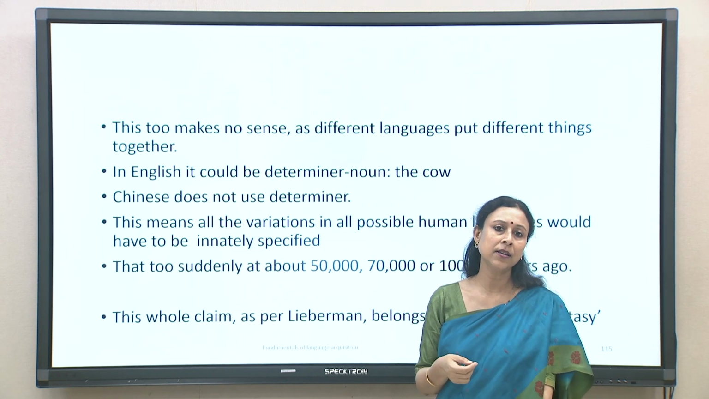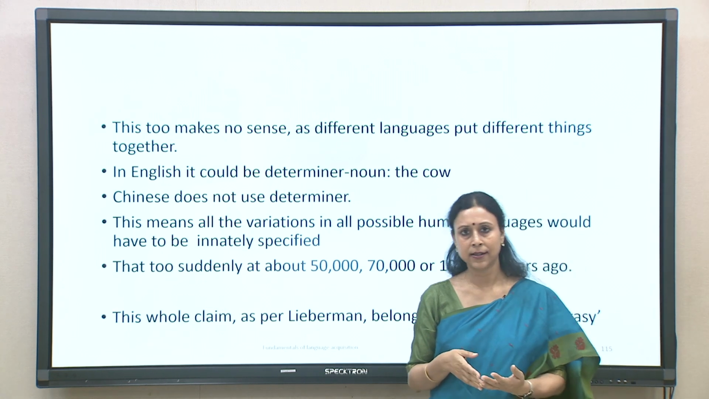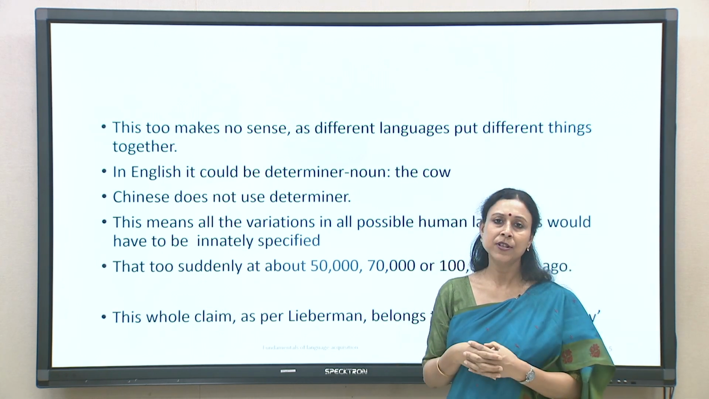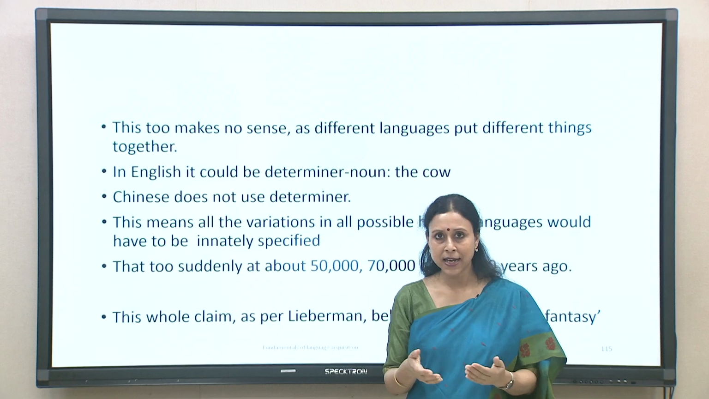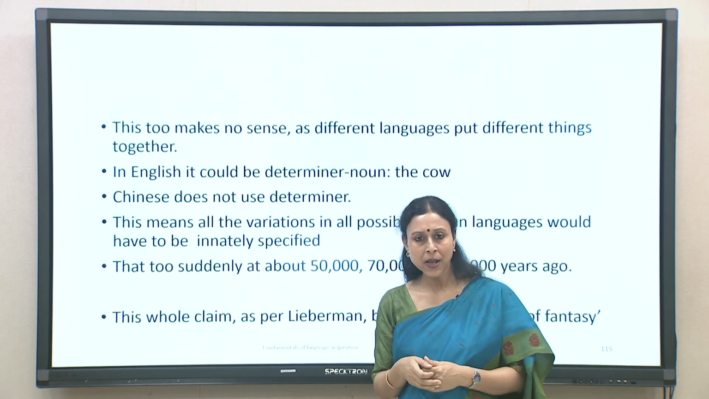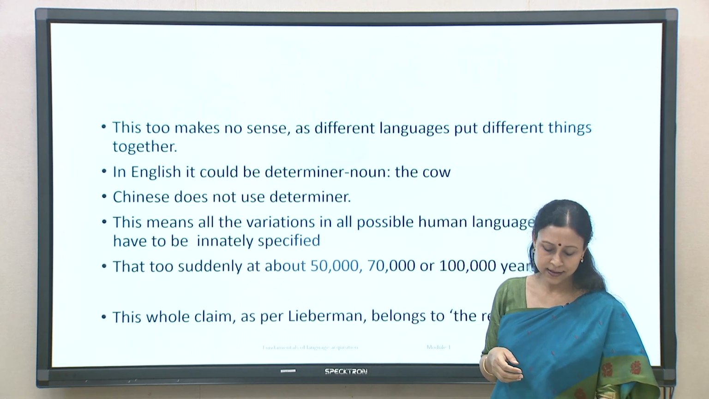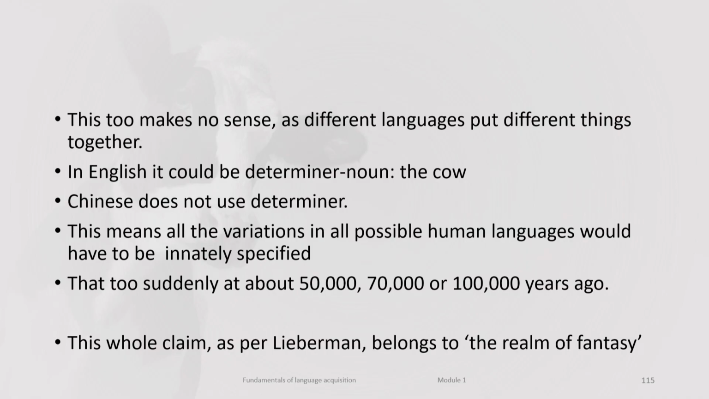So, in that case the two items could be the determiner and the noun, but not all languages work like that. Chinese does not use a determiner. So, it means the variation across the world's languages, taking care of all the typical features of each language, would have to be genetically encoded, and that variation would have to be encoded in the human gene through a mutation at the same time, all of a sudden, which is a far-fetched idea according to Philip Lieberman. As a result, Lieberman says that this whole idea belongs to the realm of fantasy.